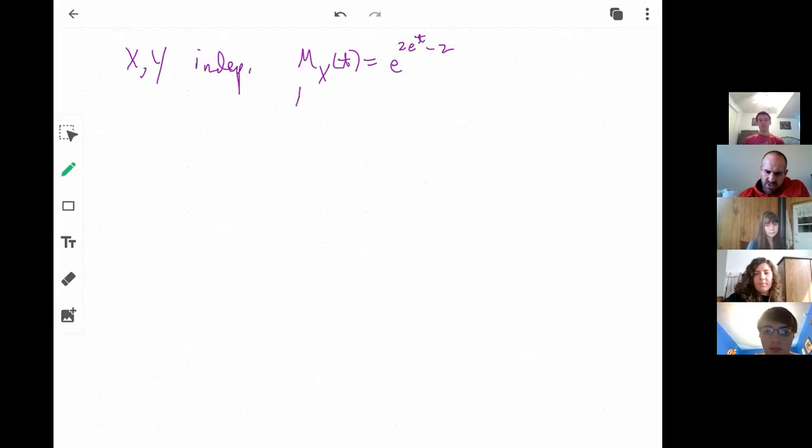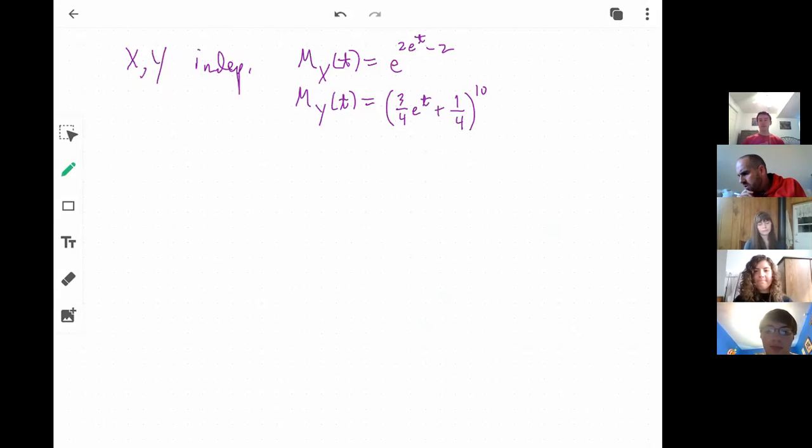And then the moment generating function of Y is equal to 3/4 e to the t plus 1/4, raised to the 10th. And they wanted to know, okay, so first of all, what's the probability that X plus Y is equal to 2?